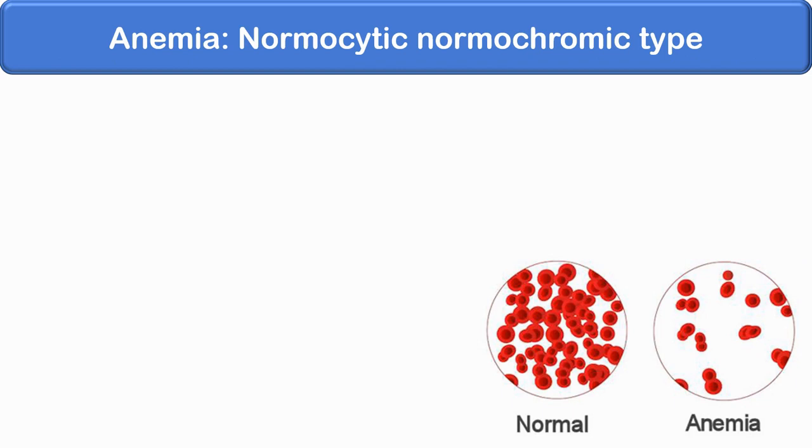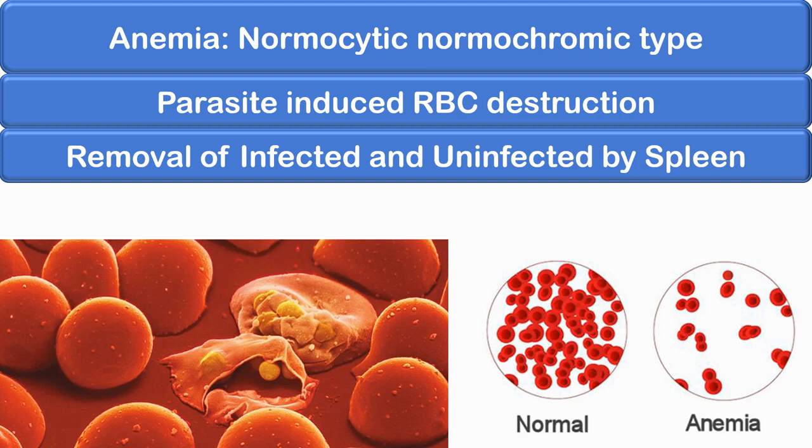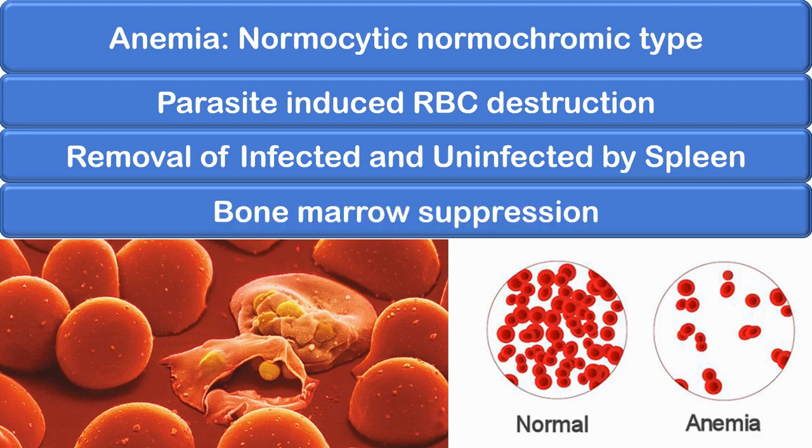Various factors causing anemia include parasite-induced RBC destruction during the release of merozoites, splenic removal of both infected and uninfected RBCs coated with immune complexes, which also leads to splenomegaly due to massive proliferation of macrophages that engulf parasitized and non-parasitized RBCs. Bone marrow suppression leading to decreased RBC production.